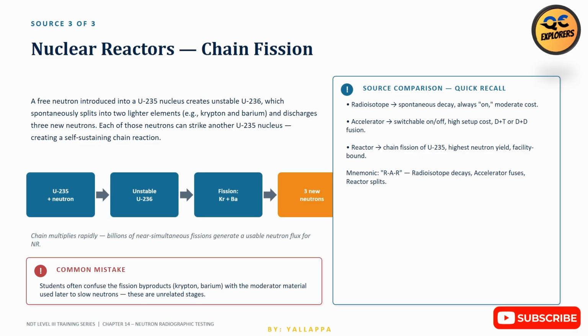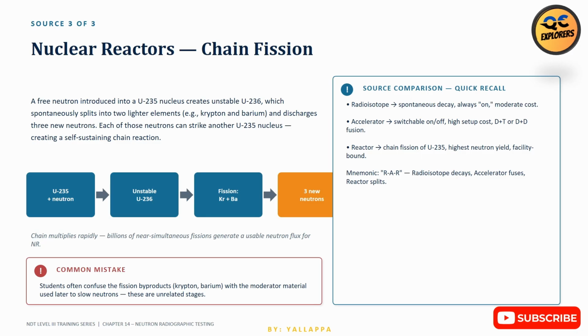Each of these newly released neutrons can strike another uranium-235 nucleus, causing another fission event. Those reactions release even more neutrons. This repeating process is known as a chain reaction. Inside a properly controlled reactor, billions of these reactions occur every second, creating an extremely intense neutron flux. That high neutron intensity makes nuclear reactors ideal for high-resolution neutron radiography, advanced materials research, and scientific investigations.